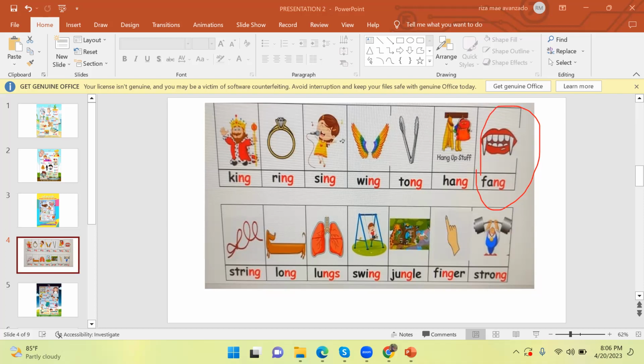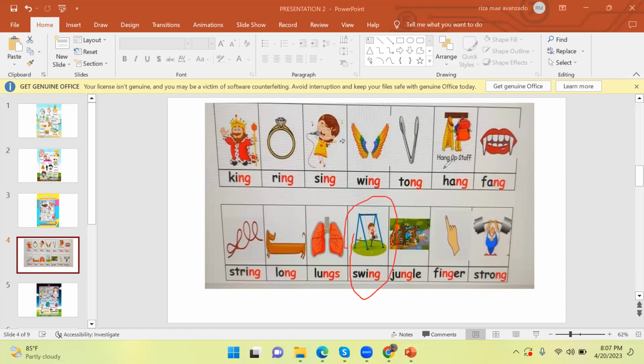Phang. Okay, phang, very good. This one, what is this? String. How about this one? Long. Very good, that's correct. This one, what is this? It's lungs. Okay, that is lungs. Very good.